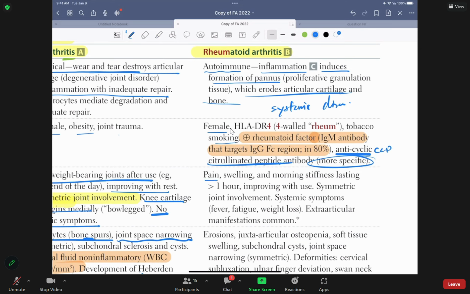Symptoms: pain, swelling, underlying morning stiffness lasting for more than an hour, improves with use. This is completely opposite to osteoarthritis. Osteoarthritis people don't complain in the morning, they complain in the evening. These people complain in the morning, but they don't complain in the evening. Why? They feel better as they start moving.